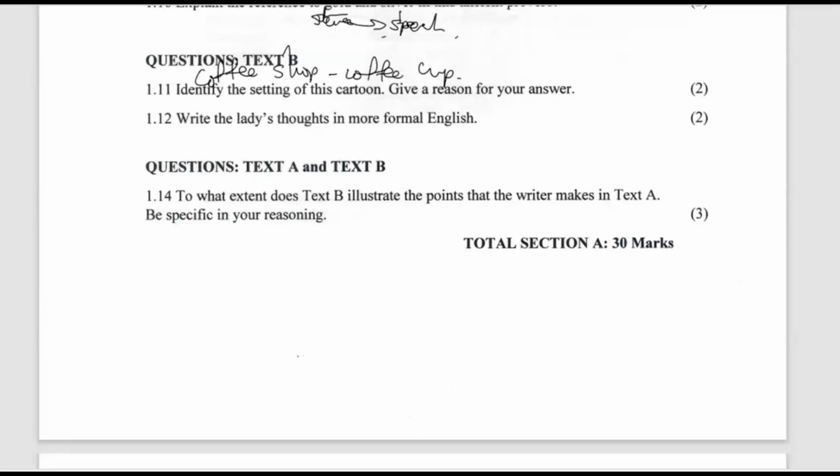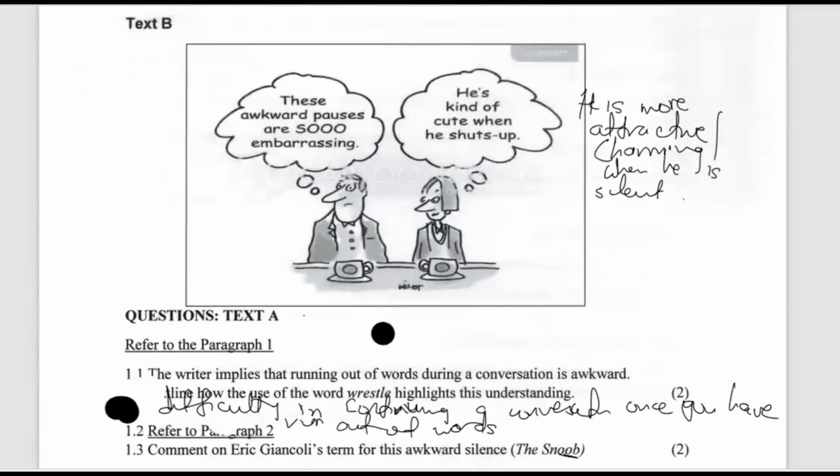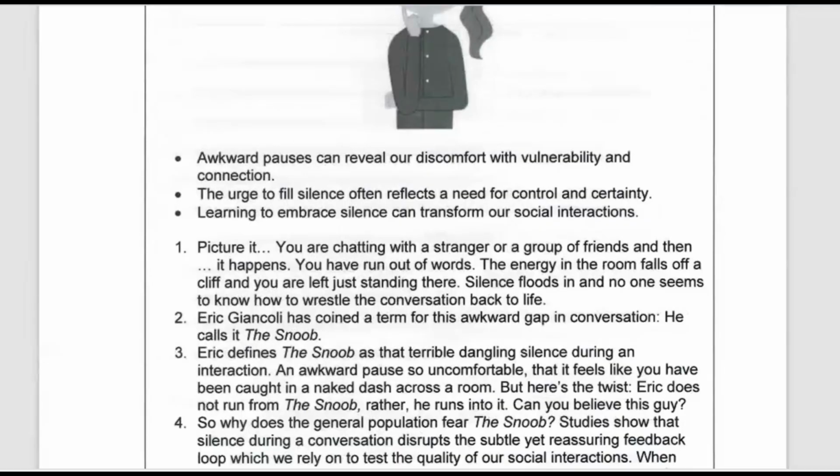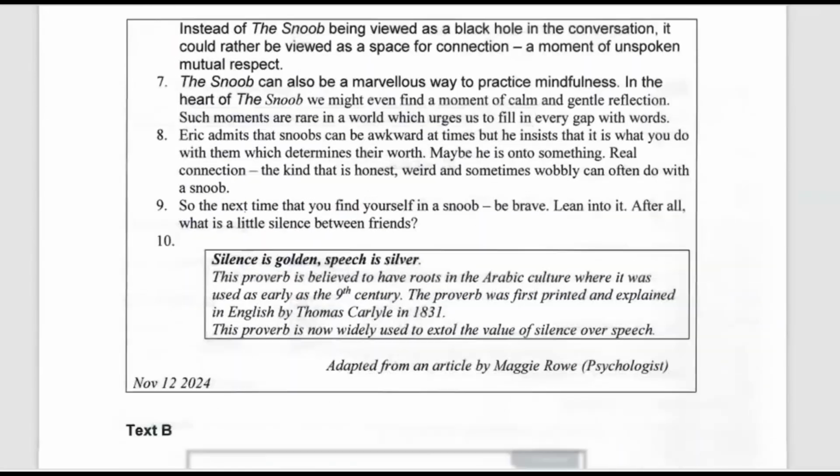One of the things we must find a connection. It always starts from text B. We must find a connection to a paragraph in text A, and therefore that's why we had to look for these things. Let's go back quickly. What did he think? He said these awkward pauses are so embarrassing. Okay, we need to go find a connection somewhere in text A. If we can, we must. I think it's paragraph 1, whereby silence floods in and no one seems to know how to wrestle the conversation back to life. So the connection was to paragraph 1.